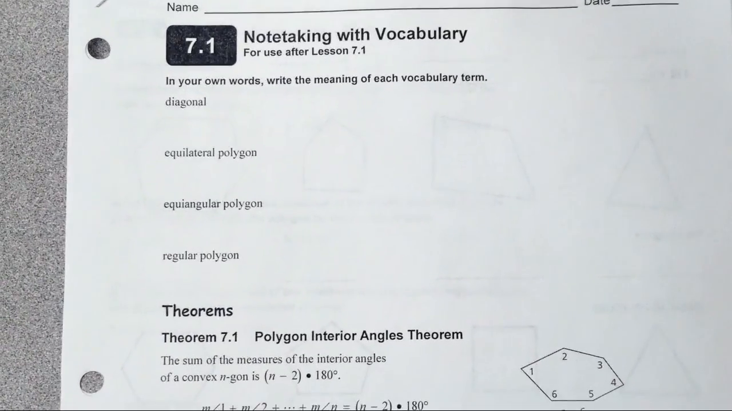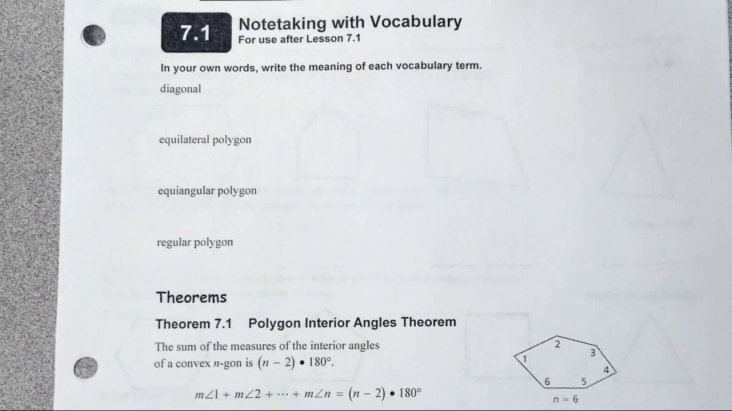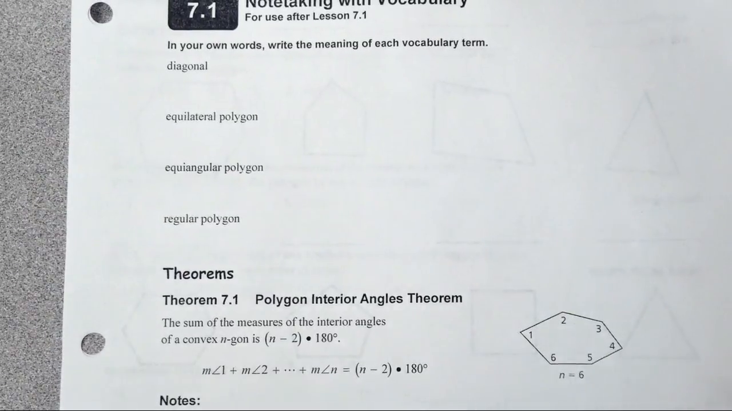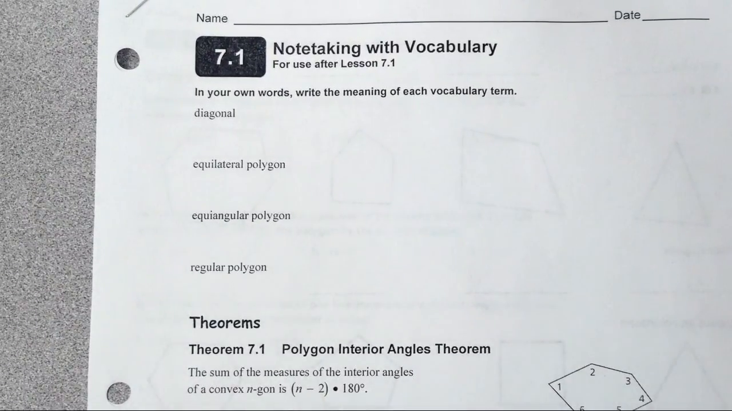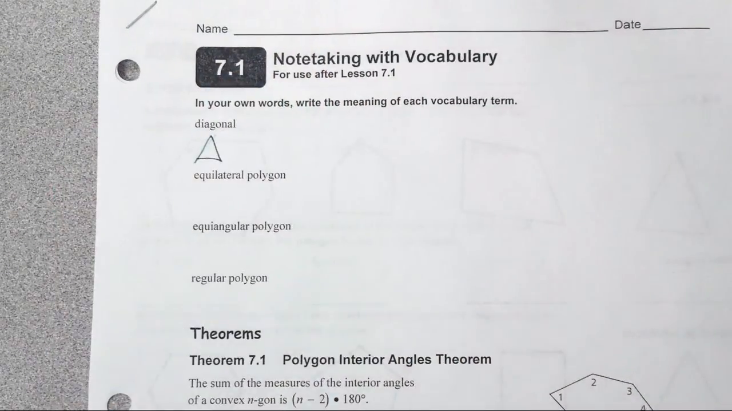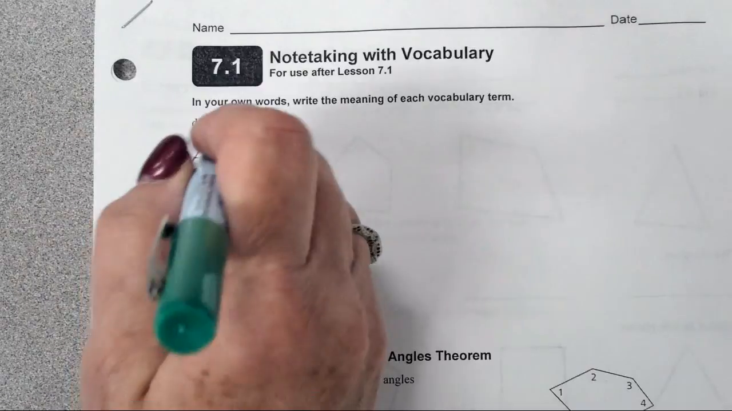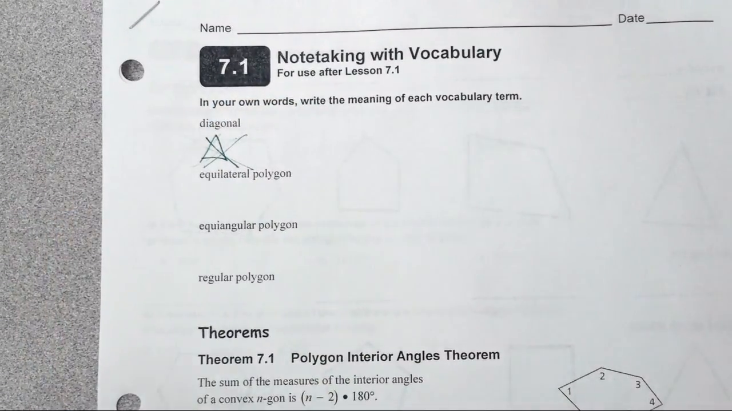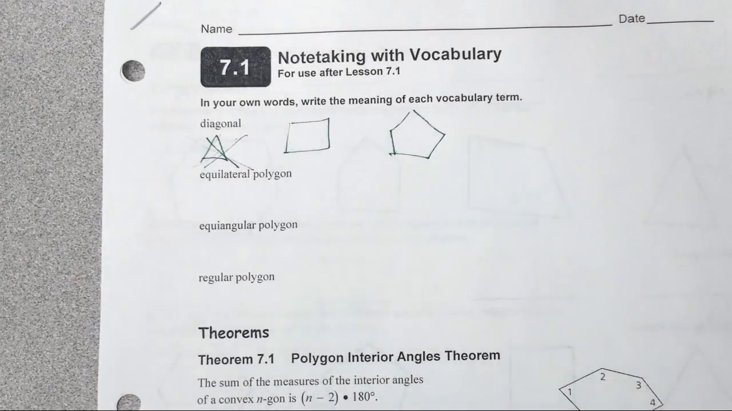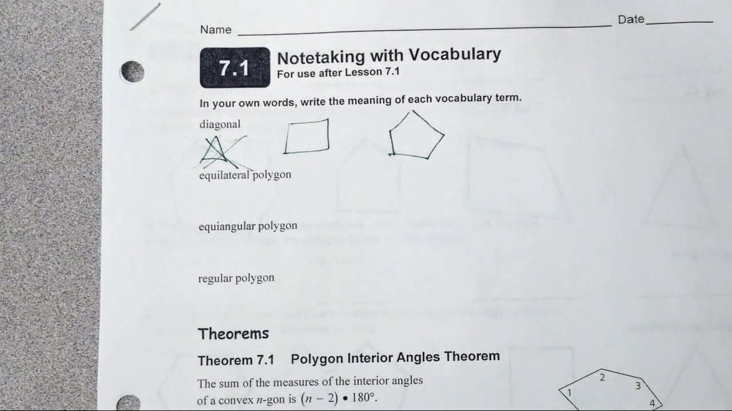So here's our vocab then, some of the basic stuff. In your own words, write the meaning of the vocabulary term. Well, yeah, only I don't want it in your own words. I want it so it makes sense. A diagonal. If I ask you to draw a diagonal, all of you could. But explaining it, that's a whole other thing. So first of all, in a triangle, there are no diagonals, right? You cannot draw a diagonal in a triangle. But in a four-sided figure or a five-sided figure, we could draw diagonals. So what are they? What's a diagonal?